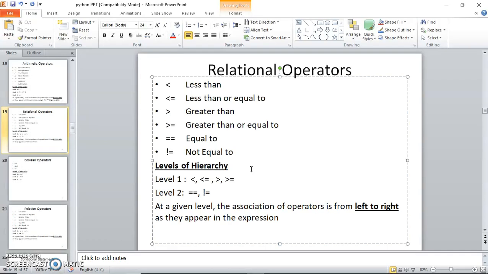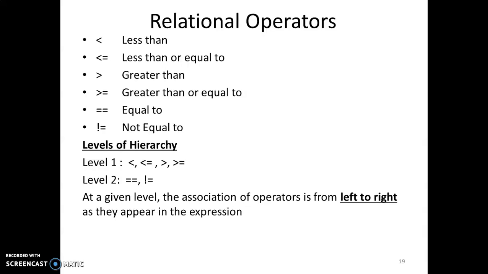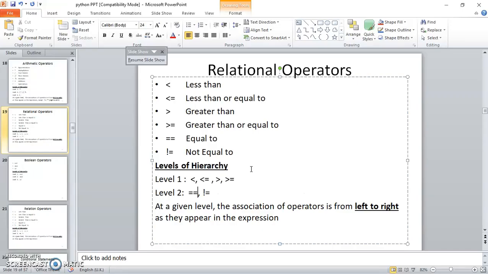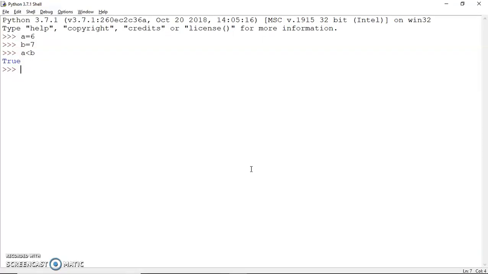That means the relational operators, or the relational expressions rather, return either a true value or a false value, and that is the basis of our programming. Now, based on these true and false values, we take certain decisions in our program and write our code. So if I go to the Python interpreter and write a is not equal to b, I'm saying a is not equal to b, and that is true. 6 is not equal to 7. So that is true.